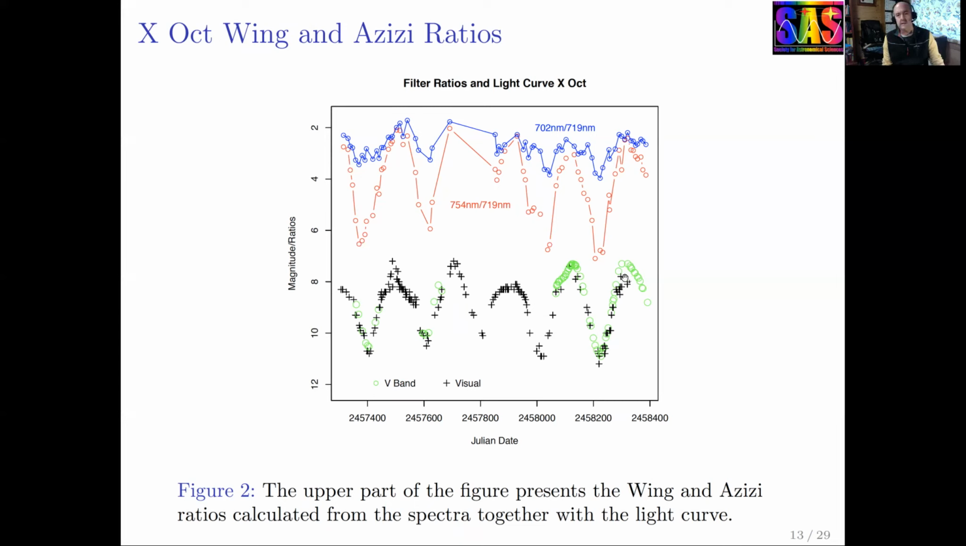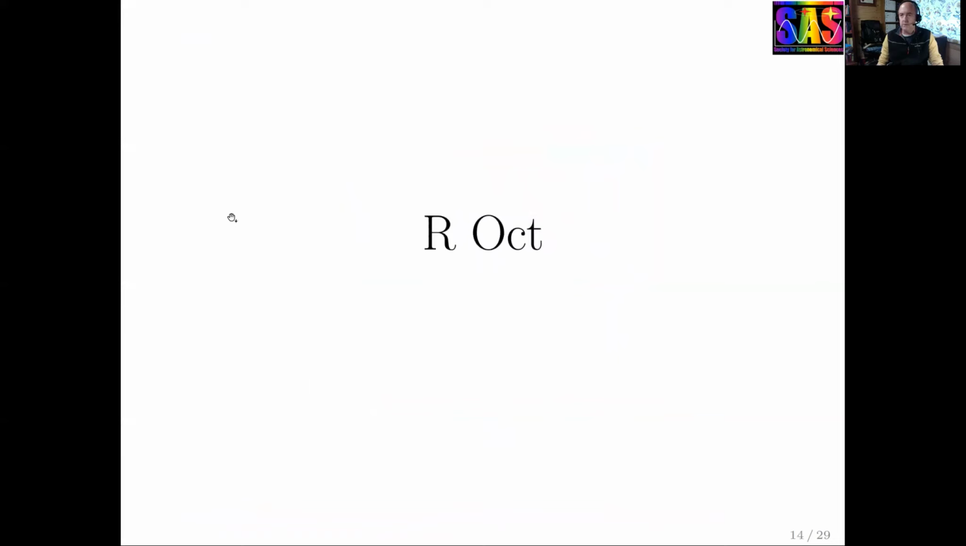Now, you can't take a light curve like this and turn it into a spectral type, but with appropriate calibration you can take these wing ratios and turn them into spectral types. We were able to confirm that it ranges between about M3 and M6, in agreement with the published literature. Moving to R Octantis now, this is our much cooler Mira, and also a longer period Mira.